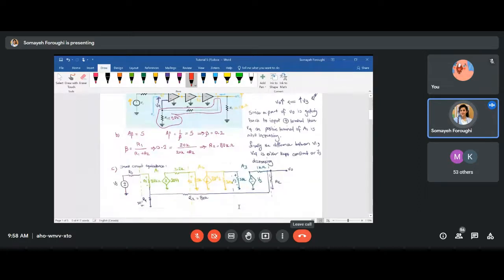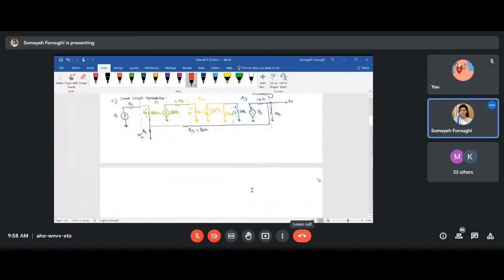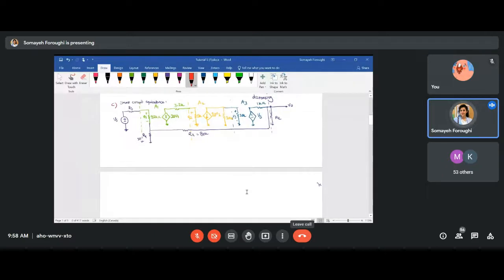So now let me go ahead and break this feedback. If you want to break the feedback, you have to consider the effect of feedback both on the input side and on the output side. So what do we have on the input side? By the way, so far, I just forgot to show it to you.